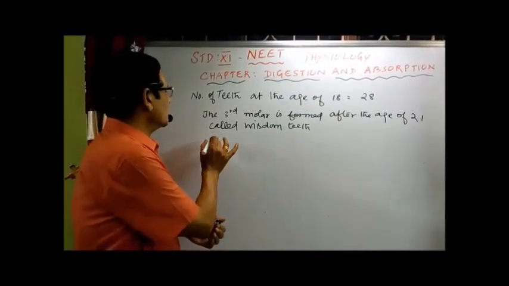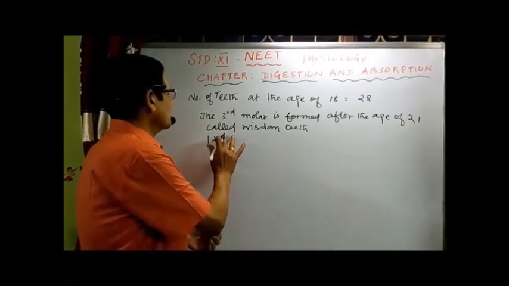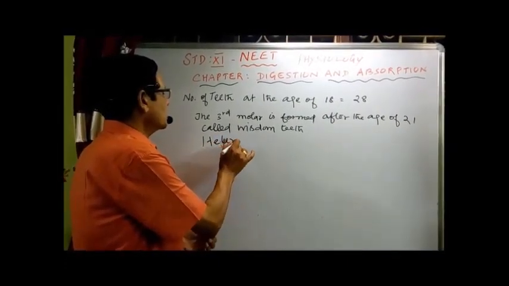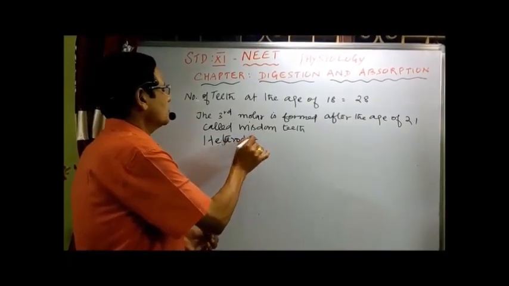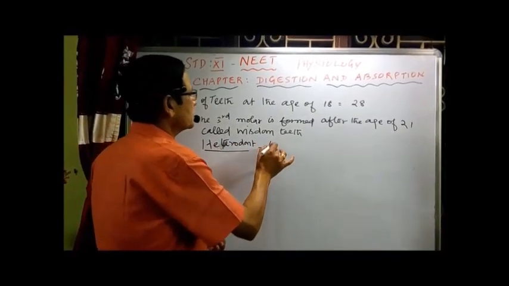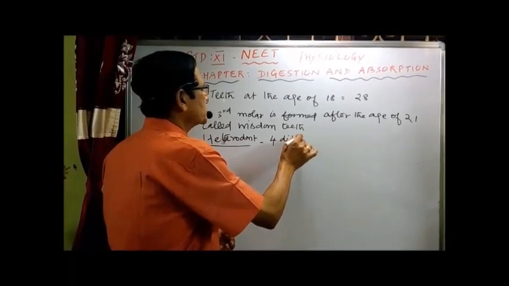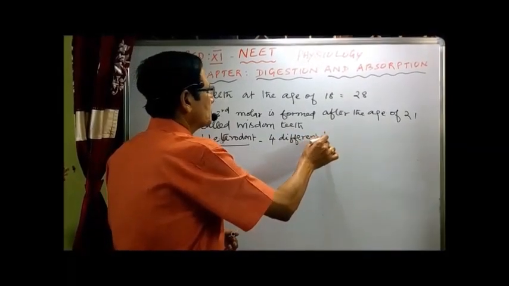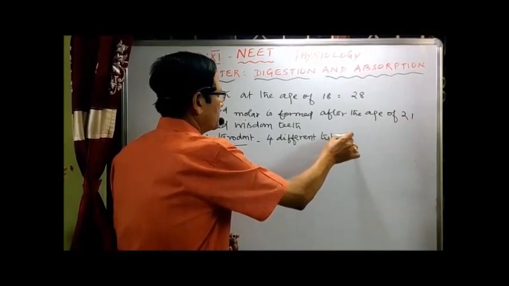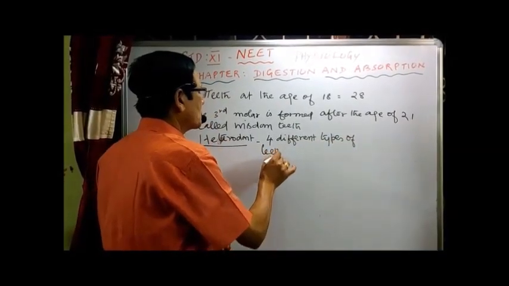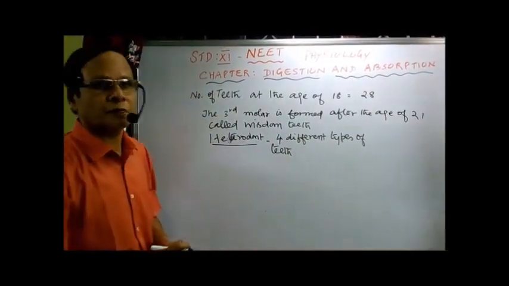Our teeth are also heterodont, because we have 4 different types of teeth.